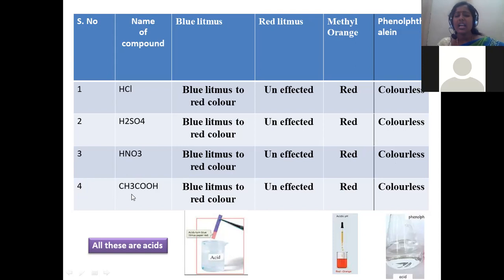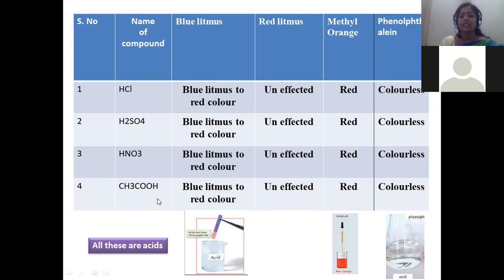Acetic acid is a kind of organic acid. It liberates H plus, but the extent of H plus liberation will be somewhat low. So the ease of H plus liberation will be low. Hence we can say acetic acid is a mild acid. These others are called mineral acids, which are strong in nature, right?